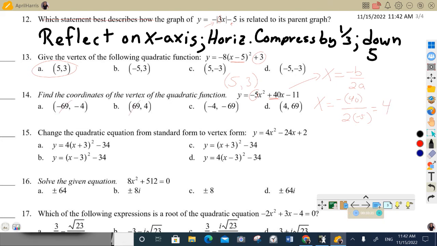So I'm looking down here at my choices. X is supposed to be 4. The only one that works is this one. Might want to plug it back in to find y just to make sure I did it right. So when you plug this in to solve for y, remember everywhere there's an x, you need to put parentheses. And then instead of x, we're plugging in the x value of the vertex, we're plugging in 4. And when you type all that in the calculator, you get y equals 69. So the answer is D.